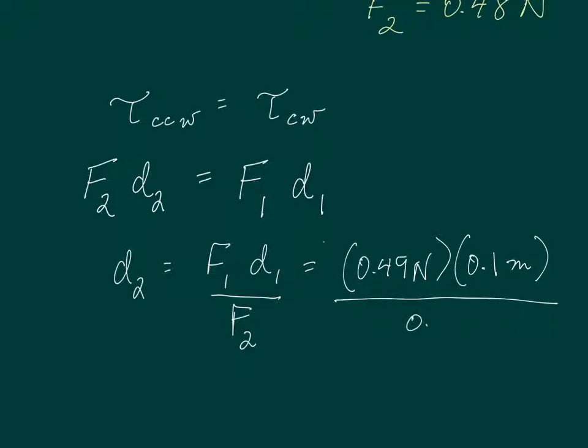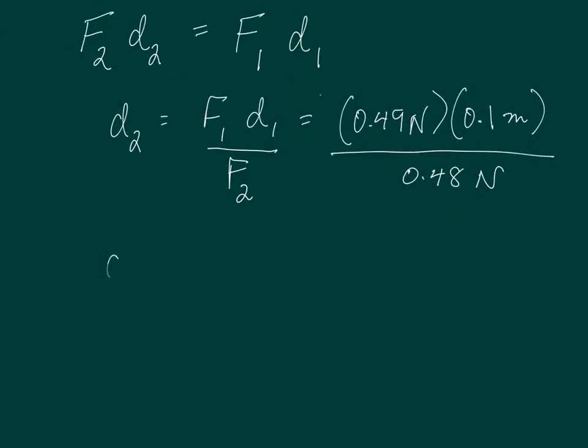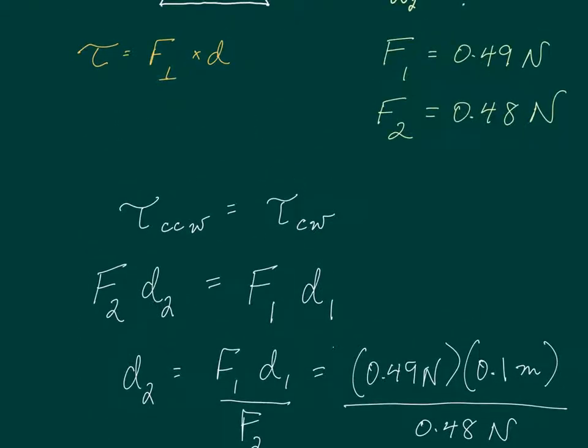And our F2 was 0.48 newtons. And if we calculate that out, our answer for D2 is 0.02 meters. Or we could write this as 10.2 centimeters. Okay? So there's our answer for this problem. Pretty basic. With these problems, just always remember that we need to use this equation. Okay? Torques on one side equal torques on the other.